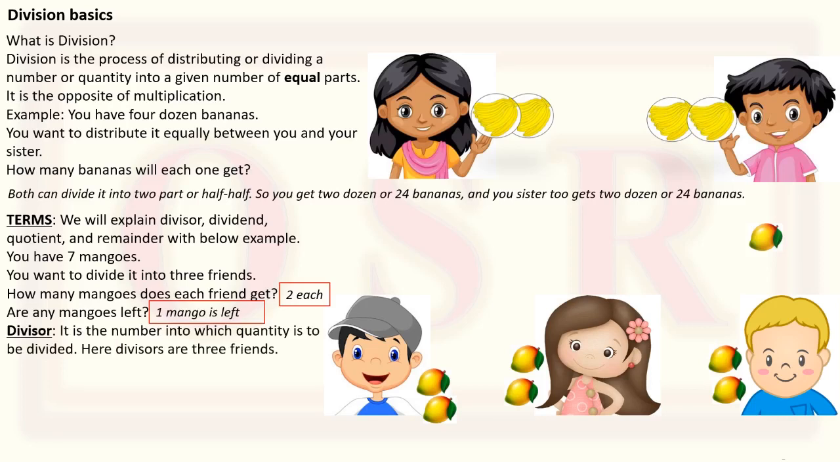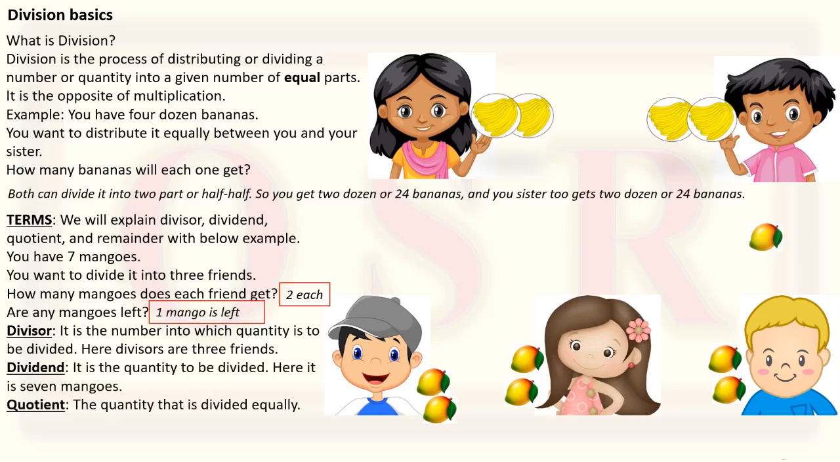Now divisor is the number into which the quantity is to be divided. Here the divisor is 3 friends. Dividend, it is the quantity to be divided. Here it is 7 mangoes. Quotient, the quantity that is divided equally. Here it is 2 mangoes. Remainder, it is the remaining quantity. Here it is 1 mango.